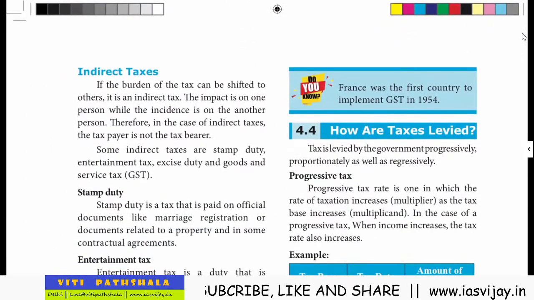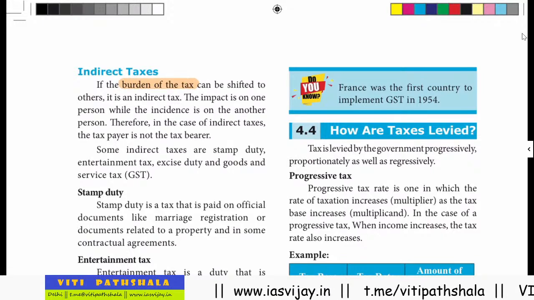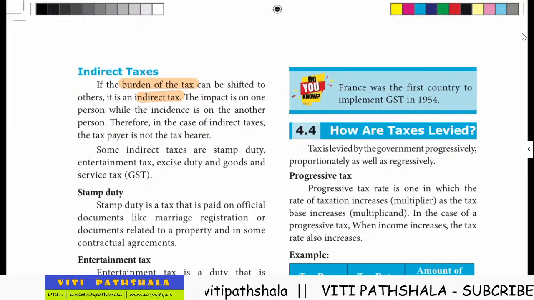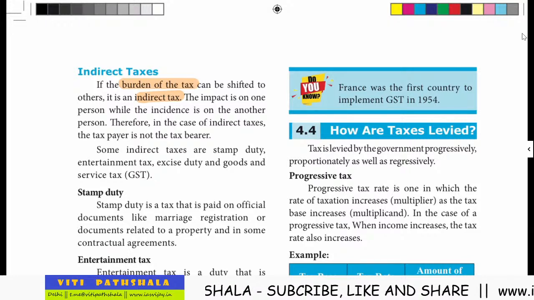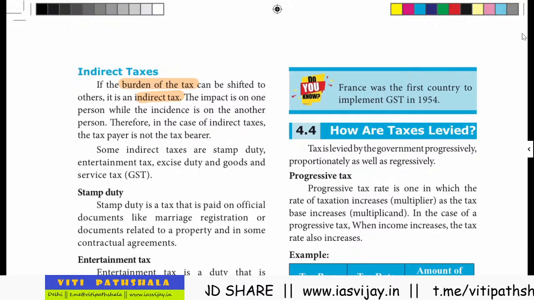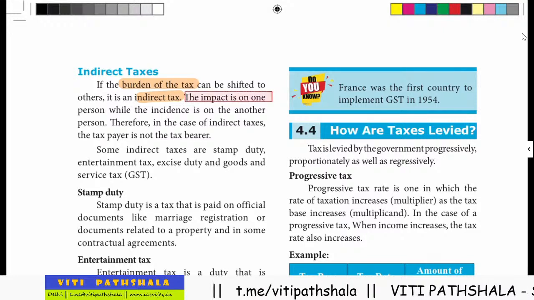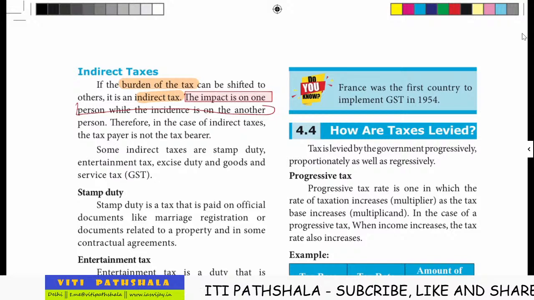Now, what are the indirect taxes? If the burden of the tax can be shifted from one person to another, meaning you pass on the burden of paying the tax to someone else, then we call it an indirect tax. So the impact is on one person while the incidence is on the other person. So this is an important line. Which line? This one. The impact is on one person and the incidence is on the other person.